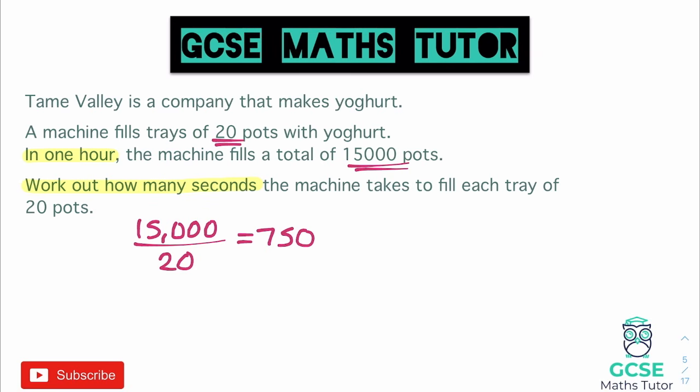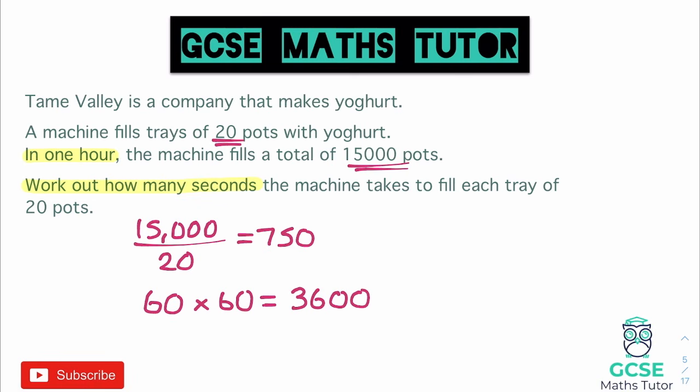So let's turn the 1 hour into seconds. Now in 1 hour, there are 60 minutes, and in each one of those minutes, there are 60 seconds. So if we do 60 times 60, that tells us how many seconds are in 1 hour. And that's nice and easy for us to work out. 6 times 6 is 36, and add 2 zeros. So in total, to fill up these 750 times, it's going to take 3,600 seconds.